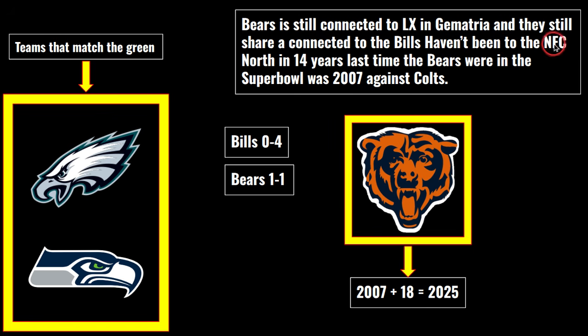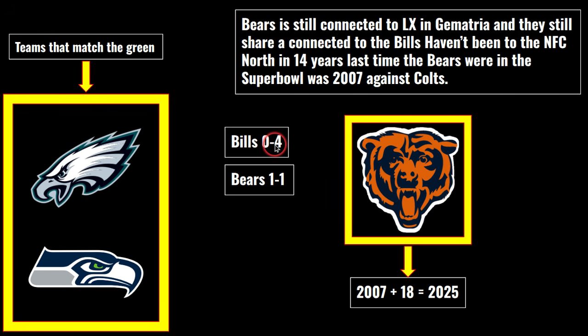Having been in the NFC North for 14 years, the last time the Bears were in the Super Bowl was 2007 against the Indianapolis Colts. That was the last time. And if the Bears do go to the Super Bowl again, 2007 plus 18 brings you to the 2025 season. That's 18 years. The number 8 pops up, and you do 1 plus 8 equals 9. The 9 pops up, the 9 connection. You could flip the 9 into a 6. 9 and 6 mirror each other.